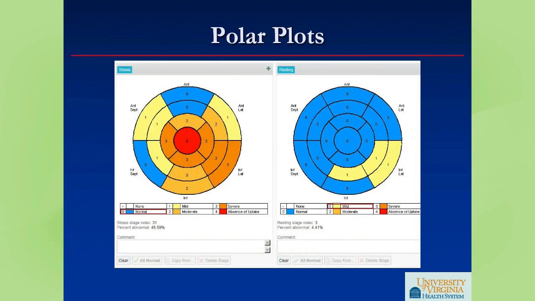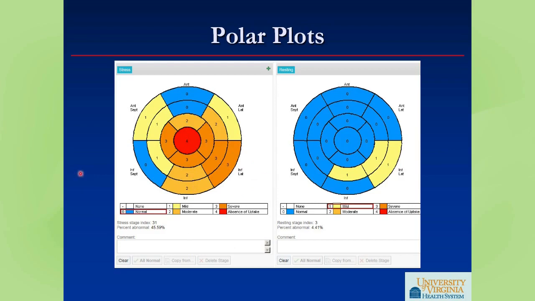So another important component is to consider having polar plots in your report. And these polar plots are not the ones that are generated by the computer software, which I think often have artifacts in them, but these are actually generated by our readers. And as you can see, this is what the reader felt truth was. So there was a perfusion defect in the inferolateral wall, and then there was a more prominent defect.